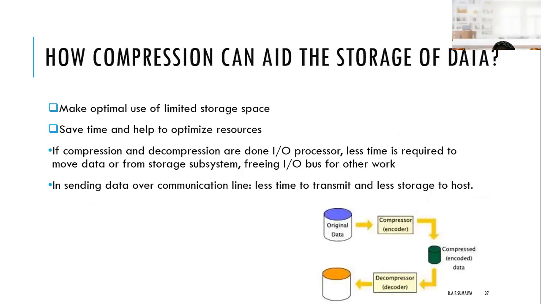How compression can aid the storage of data: make optimal use of the limited storage space, save time, and help to optimize resources. If compression and decompression are done by the input-output, the I/O processor, less time is required to move data from the storage subsystem, freeing the I/O bus for other work. In sending data over communication lines, less time to transmit and less storage to host.